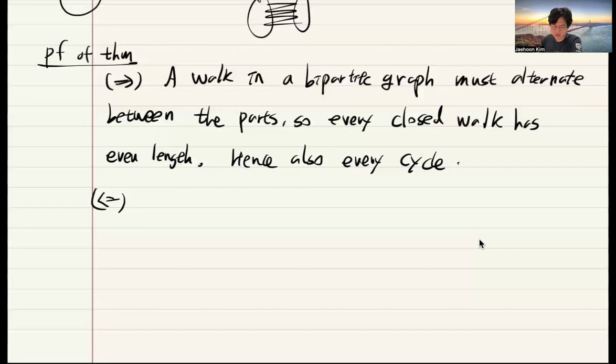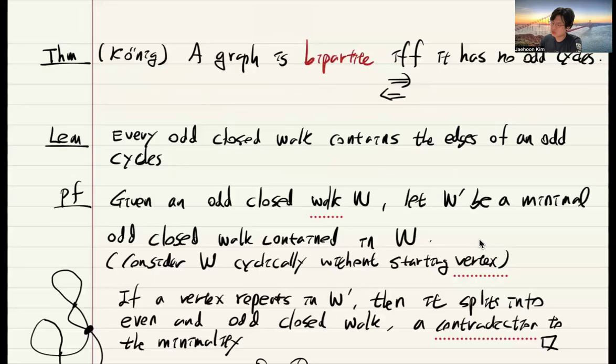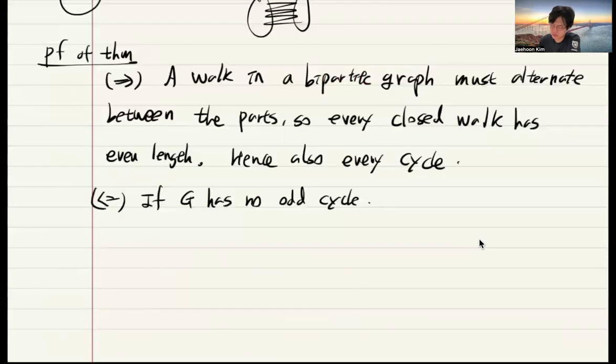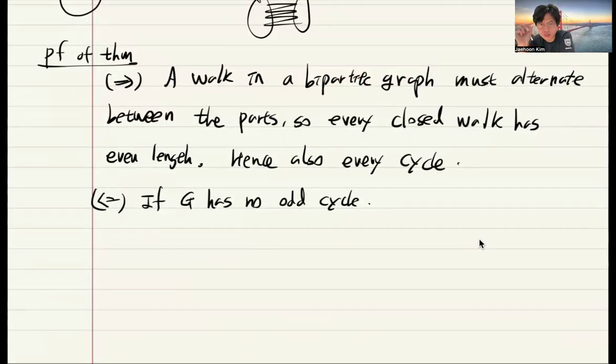And the other direction is the less trivial one. So what happens if G has no odd cycle? What do we have to do? Assuming this, now you want to find a bipartition of the graph. And finding a bipartition is the same as coloring all the vertices with one color and the other color, so that there are no edges between vertices of the same color. So you actually assign the colors to each vertex.